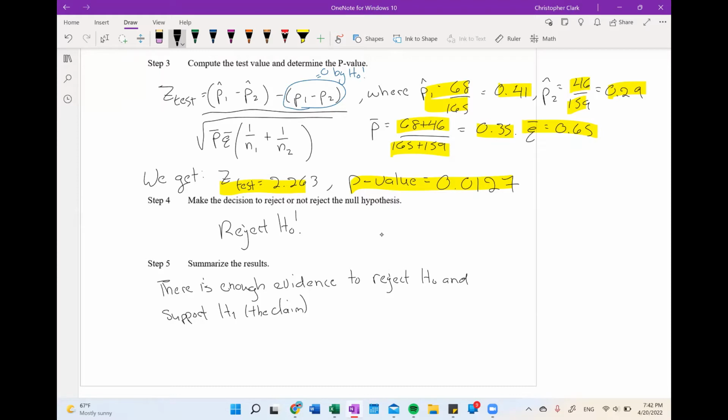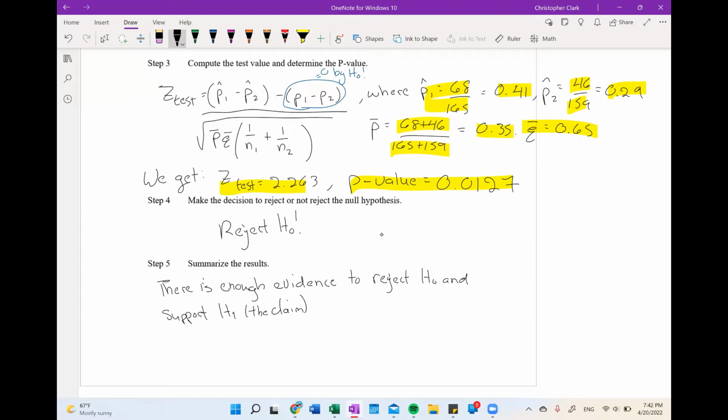So let's do some calculating. We're going to go over here to the right. We have P hat 1, which is the number of successes, or the number of yeses, or the number of whatever you want. In this case, we're talking about the number of ear infections. So 68 over the total number 165, 0.41. P hat 2, 46 over 159 is 0.29.